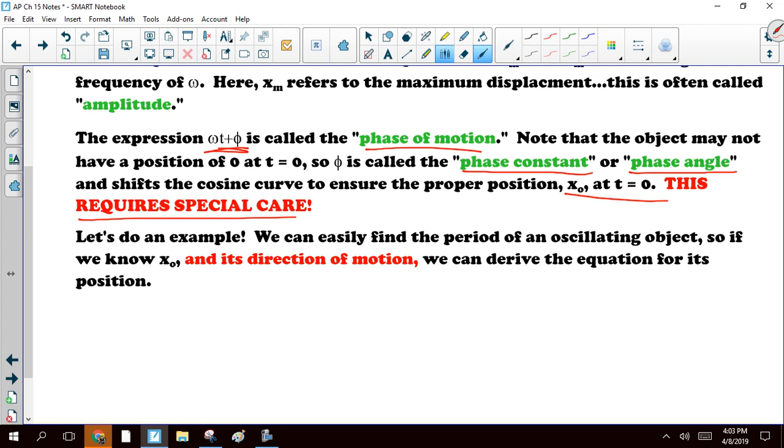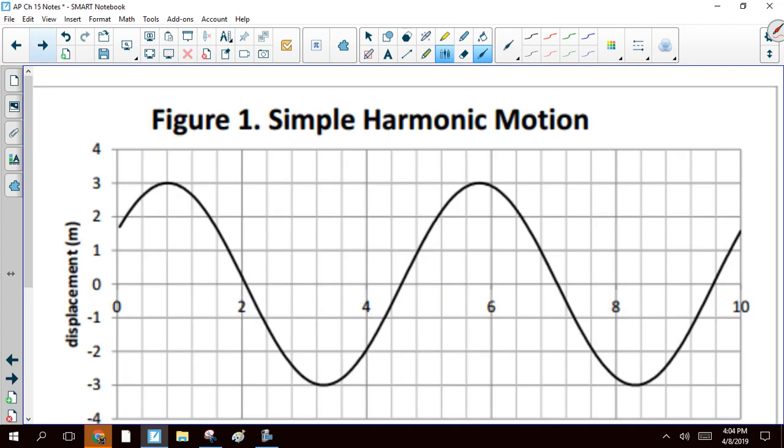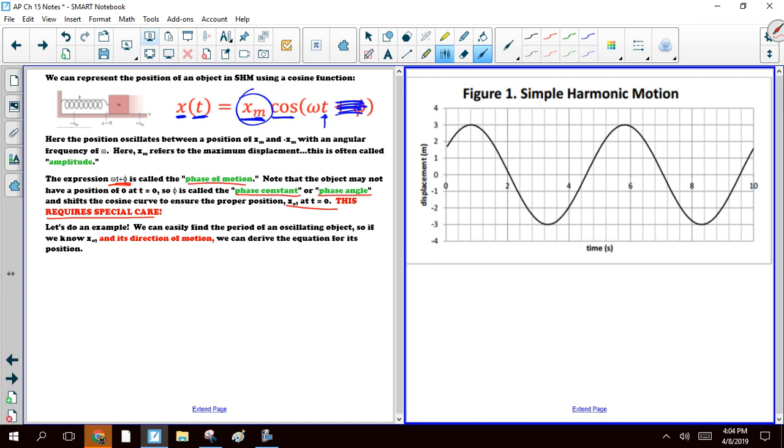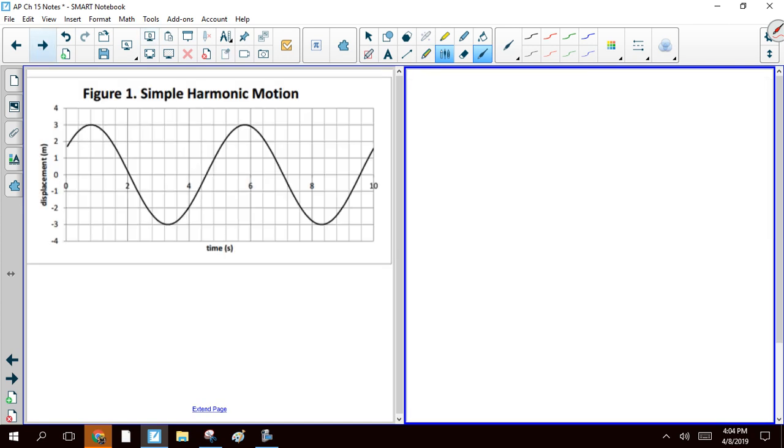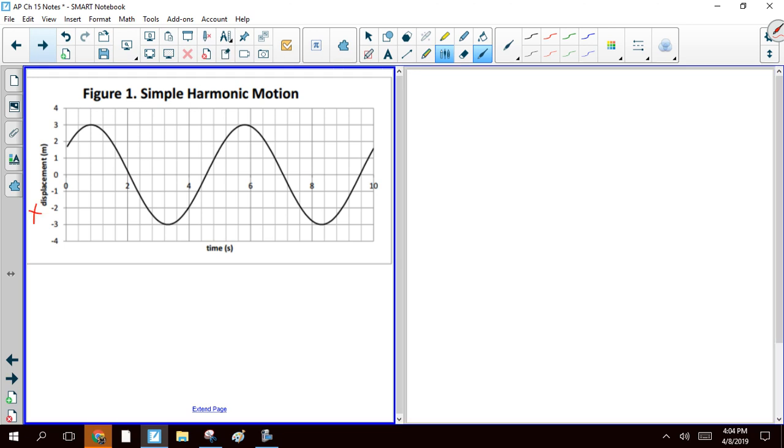Oh, and here it says, let's do an example. All right. So probably the easiest way to do this is to get a graph. So I put together this simple graph here. What this graph shows us is the position on the vertical axis. It's called displacement. It's basically the position, displacement from the origin. And it gives us that as a function of time.